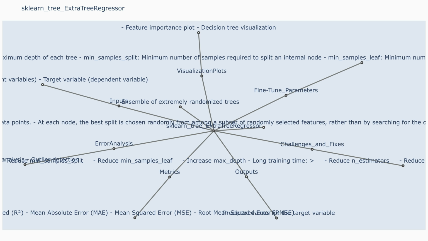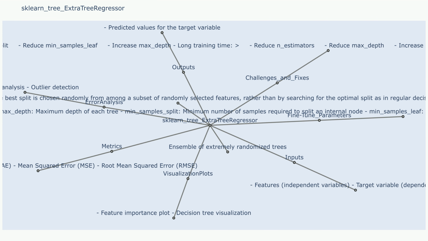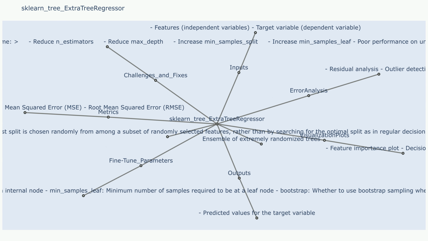sklearn.tree.ExtraTreeRegressor. Description: ExtraTreeRegressor is an ensemble learning method that combines multiple decision trees to improve prediction accuracy and reduce overfitting. It utilizes the extremely randomized trees algorithm, which introduces randomness at both feature selection and threshold selection during tree construction. This approach leads to more diverse and robust trees, effectively mitigating the impact of noisy data or outliers.